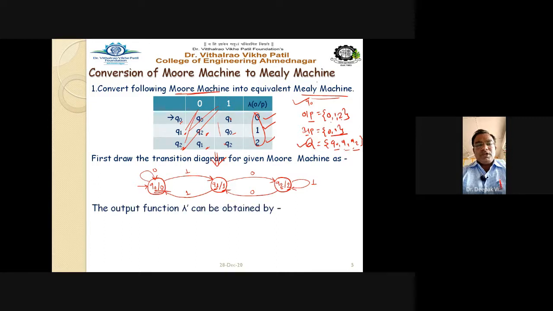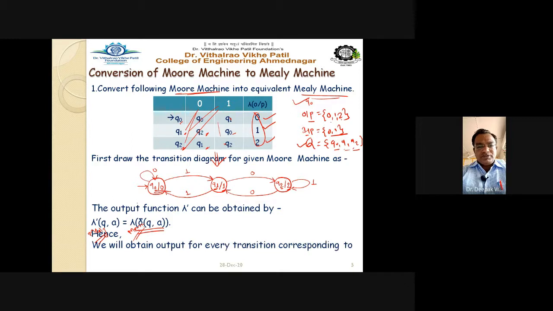Then the output function lambda dash can be obtained as lambda dash of (q, a) equal to lambda of delta(q, a). This is your Mealy lambda dash output function, and this is your Moore lambda output function. Getting this point? So how to calculate this? Hence, we will obtain output for every transition corresponding to each input symbol. So for each input symbol, you have to find the delta transition first, and then go for the lambda. So how is it? Just see here.